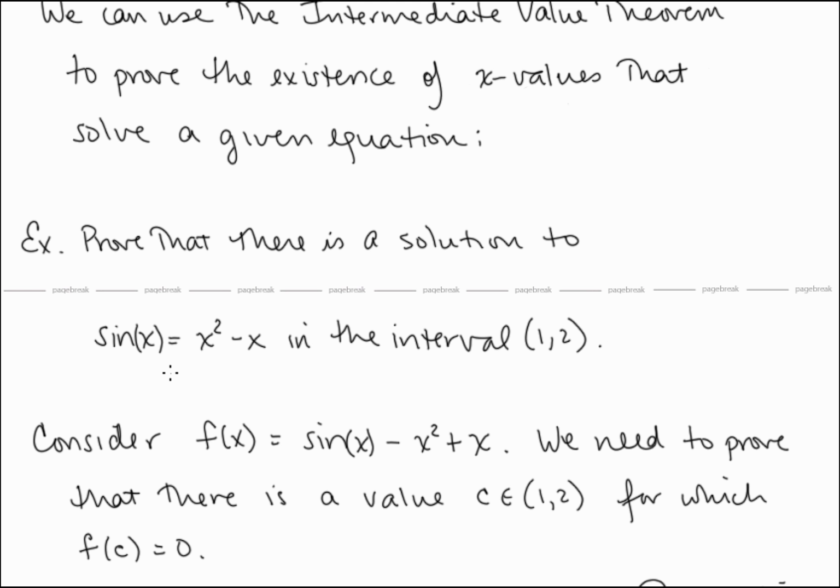But first we need to figure out what's our f(x) for the intermediate value theorem. Well, let's take f(x) to be sine x minus x squared plus x. In other words, let's bring this over to one side of the equal sign. And then what we're looking for is a value for which our function is equal to 0, because that'll say sine x is equal to x squared minus x. So we consider this function f(x), and we need to prove that there is a value c in the interval [1, 2] for which f(c) is equal to 0.